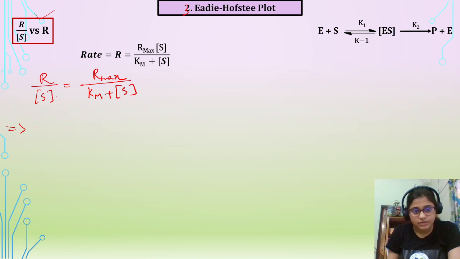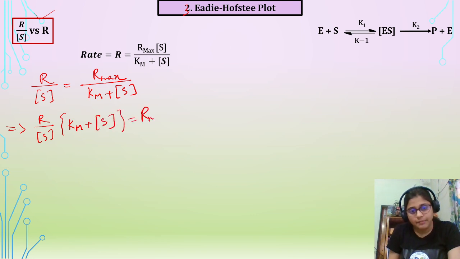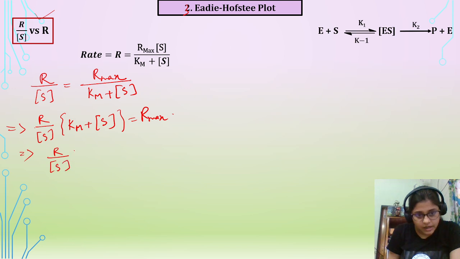After the multiplication, R by S into Km plus S, right? And R max into S. This will be the equation. Sorry, only this is actually multiplied, so this will not be here. Let's say I am multiplying only simply into Km plus S. If we cut this S, it will be only R, and it is equal to R max.